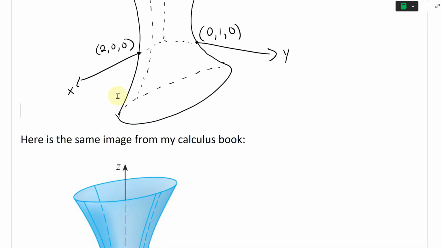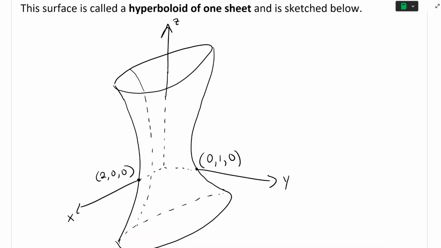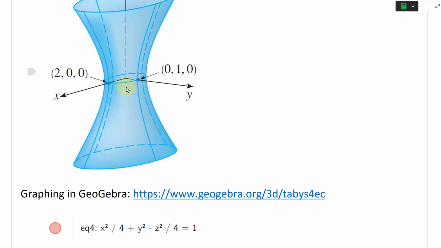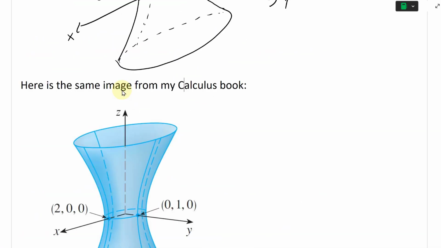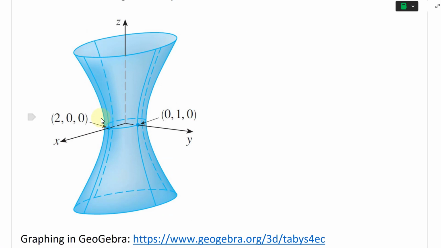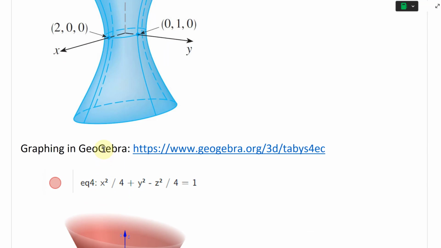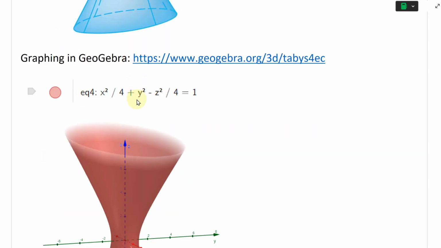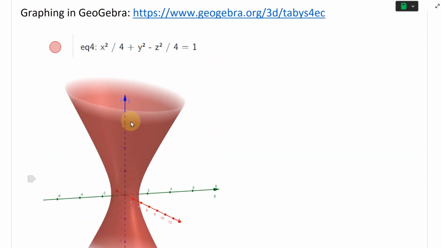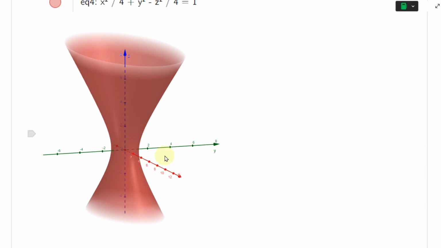So here's the same image from my calculus book, just to make it a bit easier to see. This was my drawing, and that was the calculus book, so it's a bit nicer than mine. You can see the hyperbolas on the xz and the yz planes like that, and then you have the ellipses, all the horizontal ellipses everywhere. And then graphing in GeoGebra, we get this shape like here, which is pretty epic stuff. This x-axis is this side here.